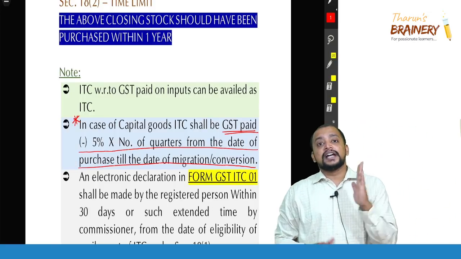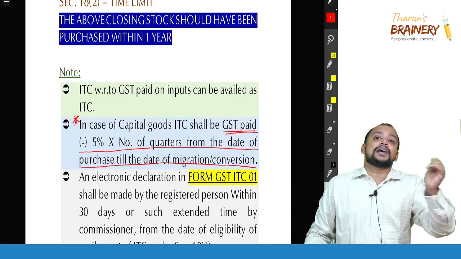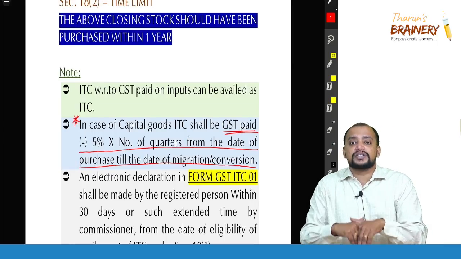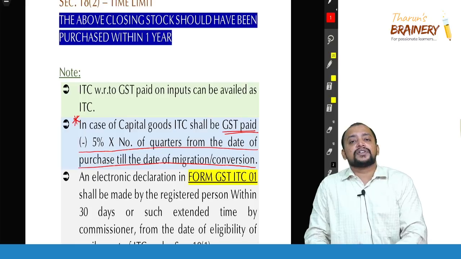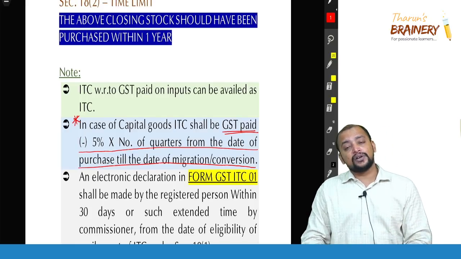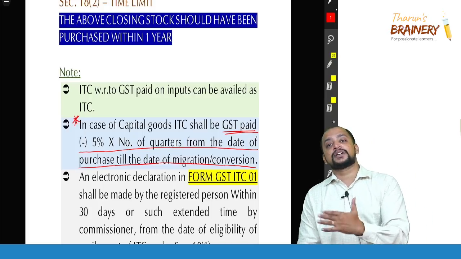Which date? 18(1)(a): before the date the person is liable to get registered. 18(1)(b): before the date the person actually got registered, the registration certificate. 18(1)(c): the date on which he enters into the normal scheme. 18(1)(d): when his exempted supplies become taxable.